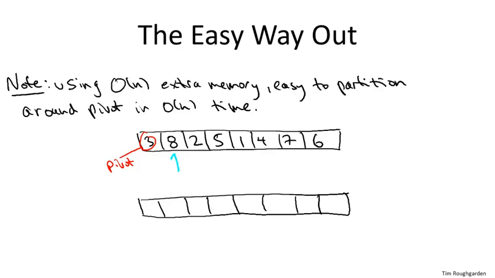So, for example, we start with the 8. We note that the 8 is bigger than the pivot, so we put that at the end of the output array. Then we get to the 2. The 2 is less than the pivot, so that should go on the left-hand side of the output array. We get to the 5. It should go on the right-hand side, and the 1 should go on the left-hand side, and so on.